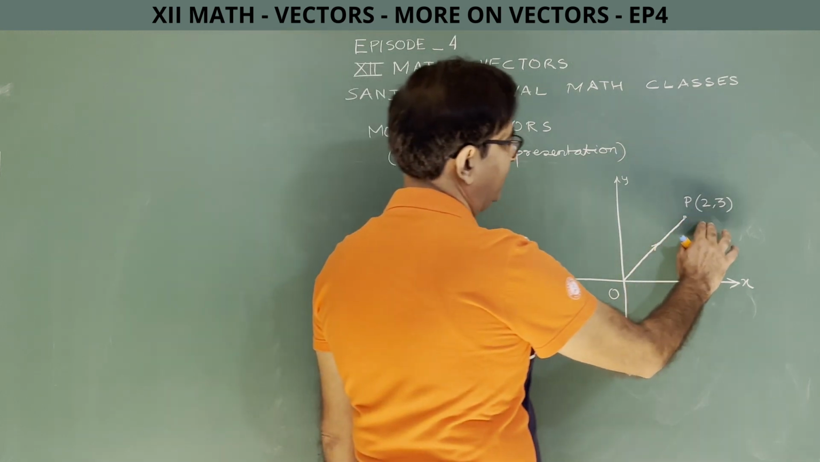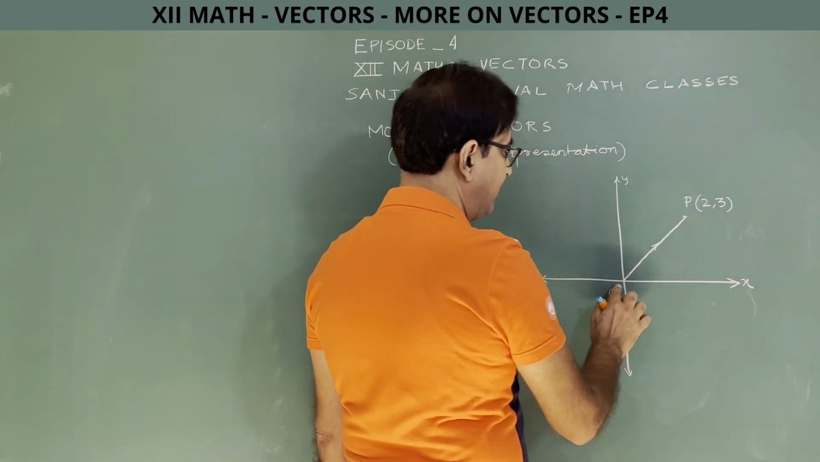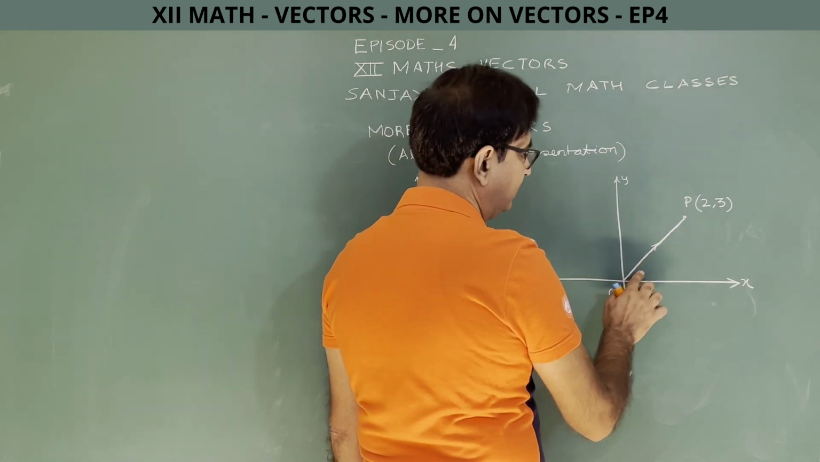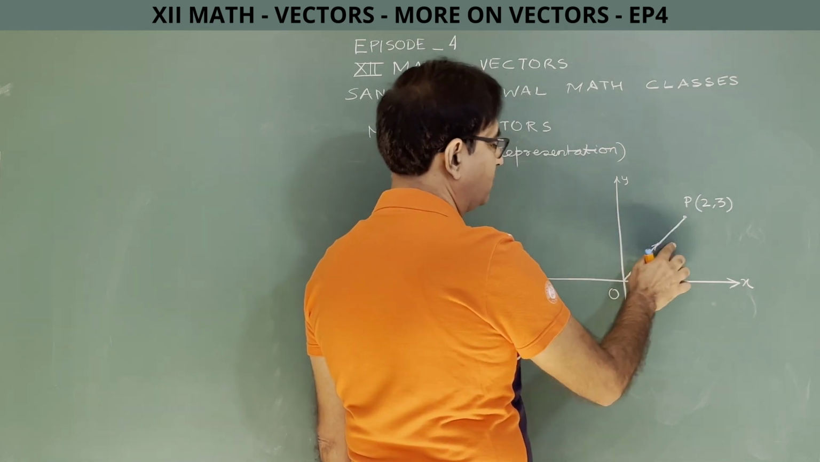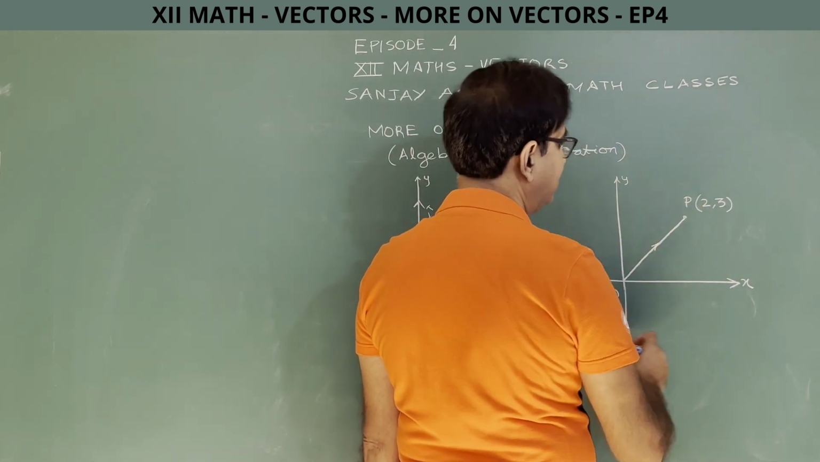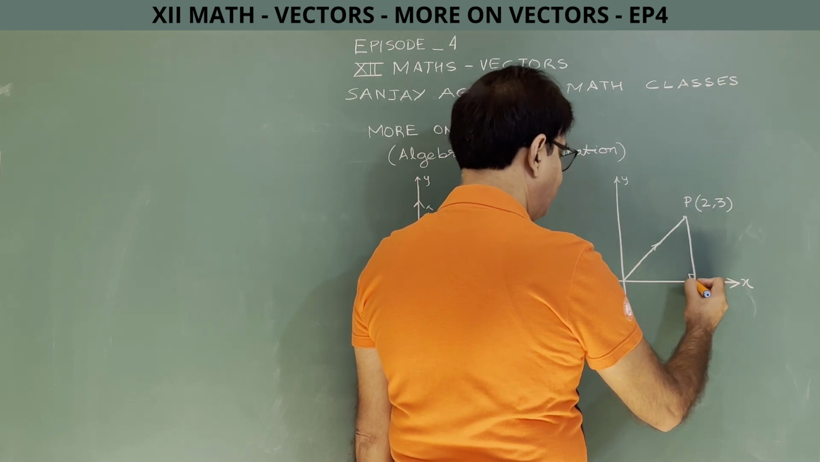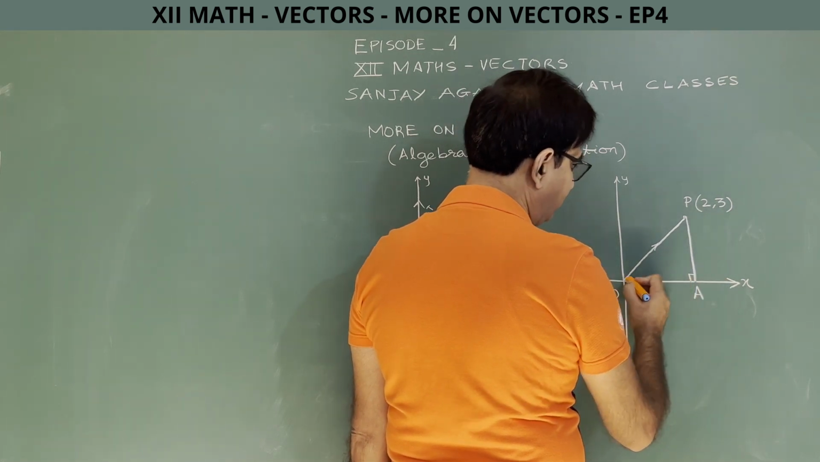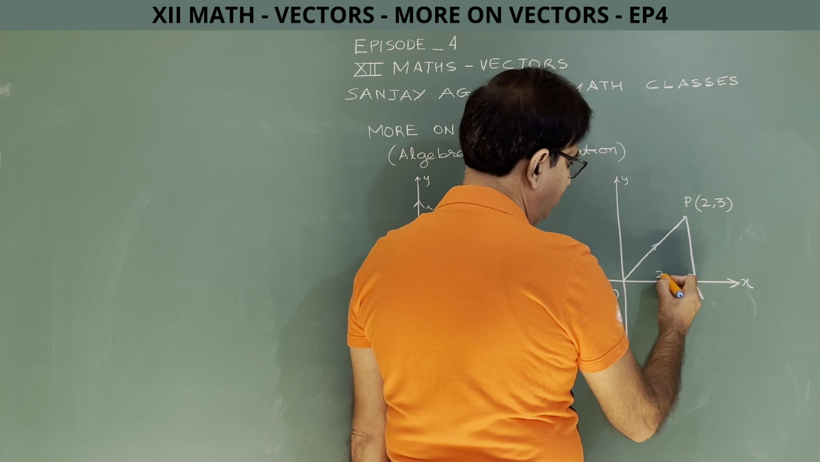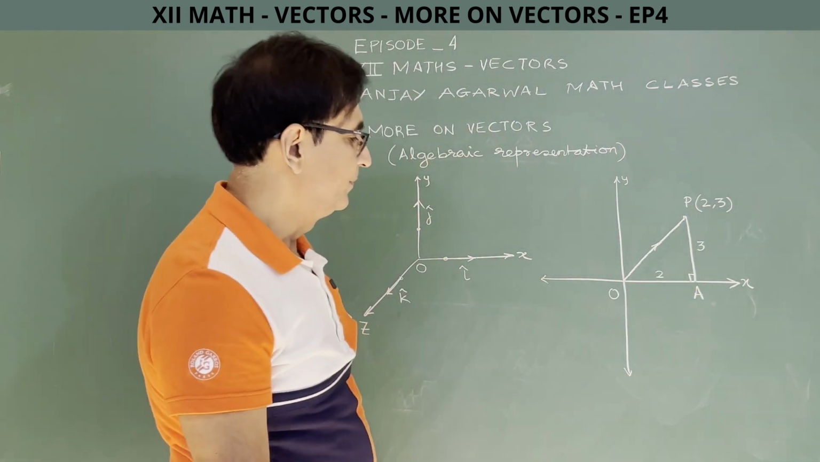Let us start with this diagram. I have a point P whose coordinates are 2, 3. I join origin with P. This line segment with the arrow is called position vector of P. Now, how do I express it in terms of i and j? Suppose I drop a perpendicular here. Let me call this as A. So, the length of this line segment will be 2 and this will be 3. So, this is a simple concept of coordinate geometry.